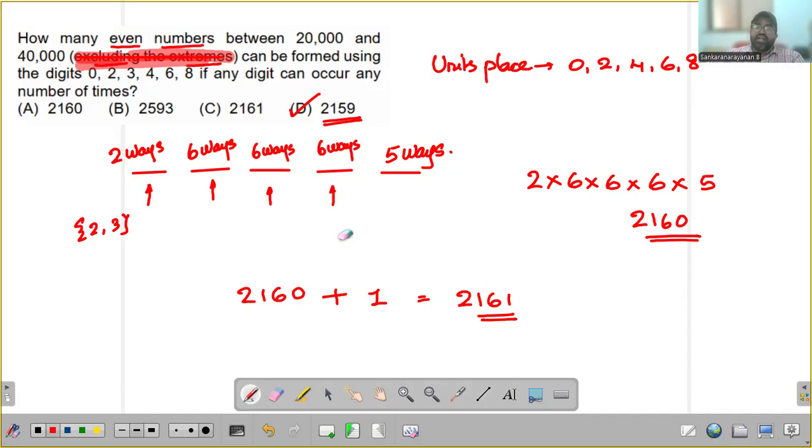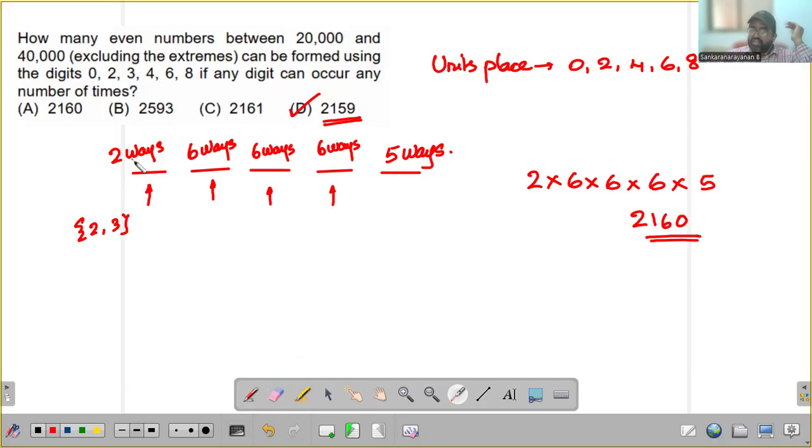But in the question, as they have told you, it is excluding the extremes. You find the total number starting with 2 and the total number starting with 3. Put together, it is 2160. In that, starting with 2, you exclude 20,000 because extreme numbers are not possible. So 2160 minus 1 will come. My answer will be 2159, and this is my final answer here.